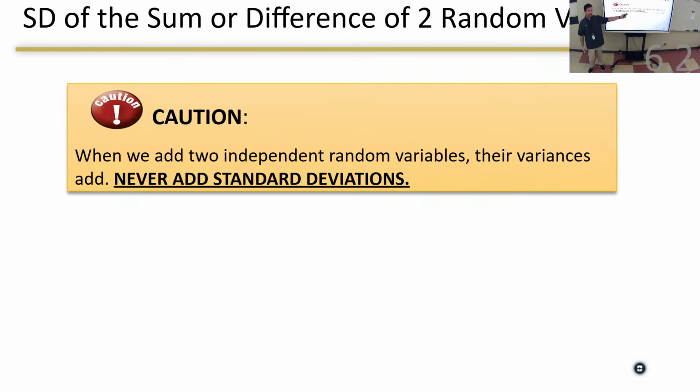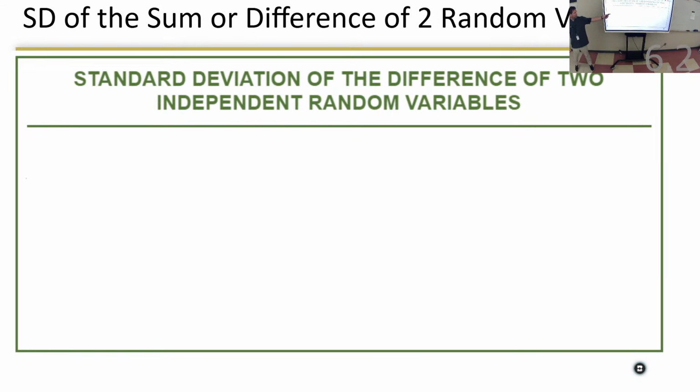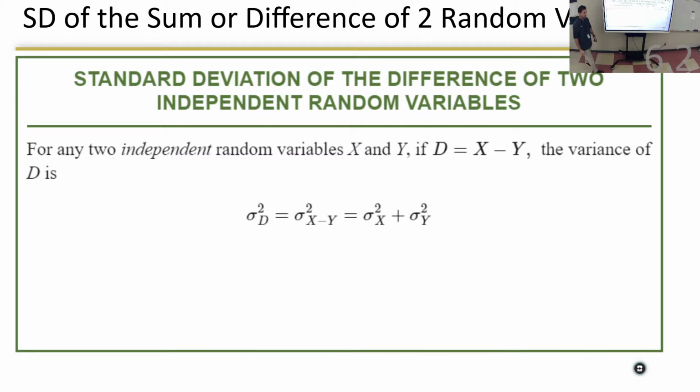Caution: never ever add standard deviations. I can't get it through your heads enough. In subtraction, if I want to subtract those, I still add variances. Guys, there's no way to make a distribution over here, whatever it is, and this distribution over here, and if I'm going to combine them, there's no way for that combined distribution to be smaller. It's got to be more spread out, because you've got a distribution over here that's somewhat spread out, and this distribution over here that's somewhat spread out.